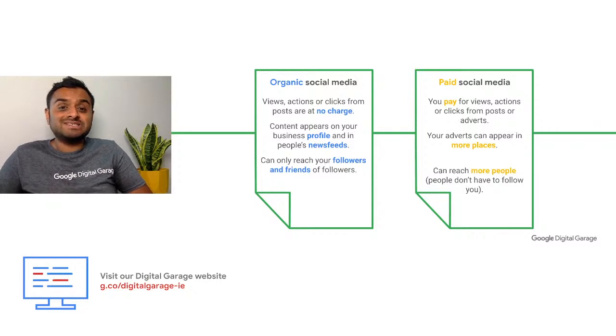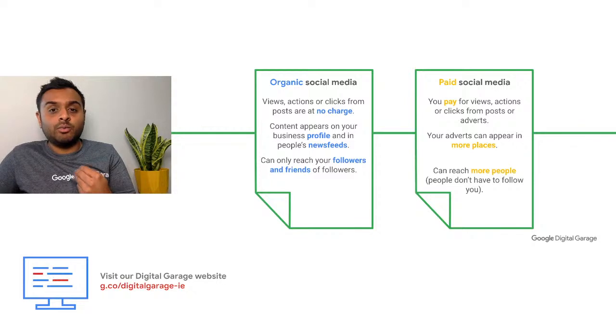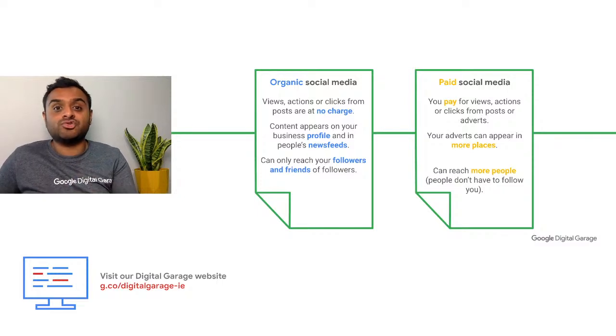But the caveat to that is that you will only reach a proportion of the people that follow you or are kind of friends with your page. And that's where paid social media advertising comes into play, where we're actually paying for a certain number of views of an advert, or we're paying when somebody clicks onto our advert when it appears in their news feeds as well. So our advert can appear in more places. We can appear in the news feeds of people who don't even know about our restaurant and don't even know that they want to eat at John's Pizzeria next week.